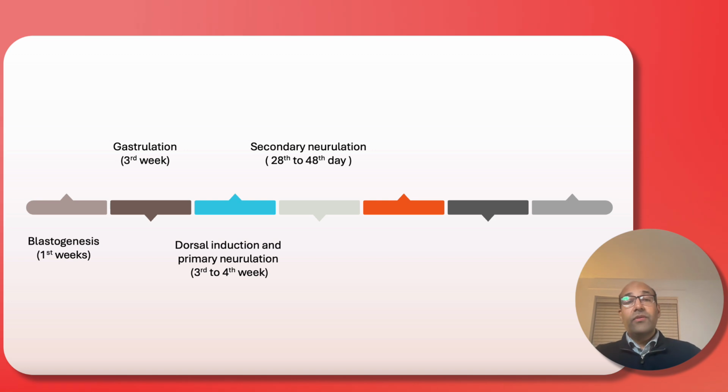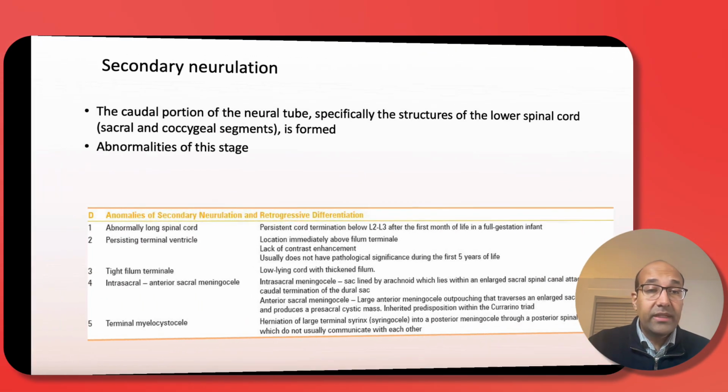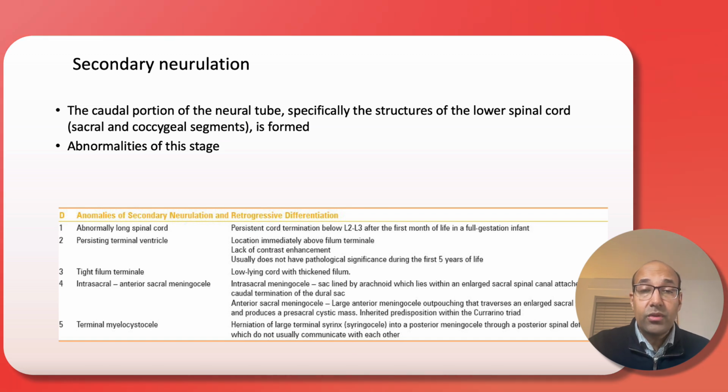So we're moving on to the next stage, secondary neurulation. Between the 20th and 48th days in the embryology formation, secondary neurulation happens. Usually the caudal portion of the neural tube, the structures lower than the spinal cord like the sacral and coccygeal segments, is formed. The abnormalities that can be seen are an abnormally long spinal cord, persisting terminal ventricle called the fifth ventricle, a tight filum terminale, and also terminal myelocystocele.